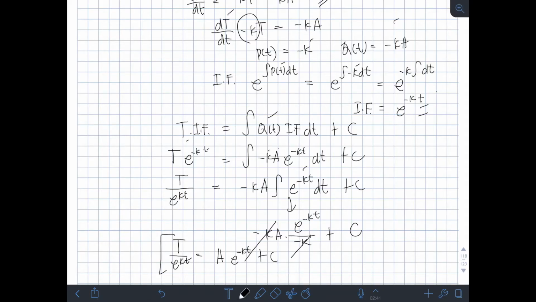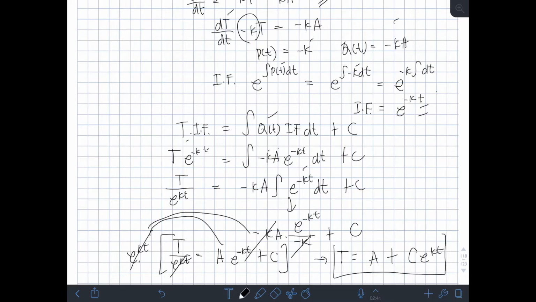Now, multiply na lang natin both sides by e raised to kt. So, cancel dito si e raised to kt, magiging T is equal to, so distribute. So, A times e raised to negative kt times e raised to kt. Parang cancel si e raised to kt, right? So, A na lang. Plus, this time, e raised to kt times C is C times e raised to kt lang. So, therefore, ito yung expression natin for the temperature of a body T in terms of time.